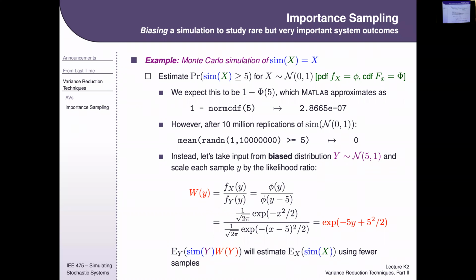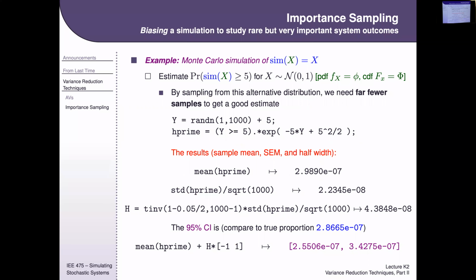What this is going to tell me is I'm going to run my simulation. I'm going to take a million samples from not a standard normal, but a normal that has a mean of 5 with a standard deviation of 1. I'll take those and ask how many of those are greater than 5. Lots of them are going to be greater than 5. Then I'm going to scale them by this likelihood ratio and take the average value of the result. So let's see what that looks like.